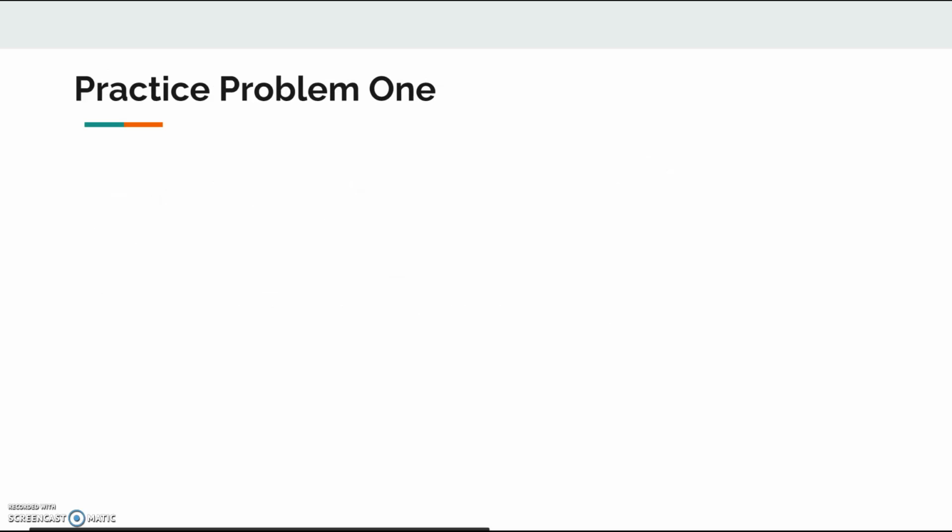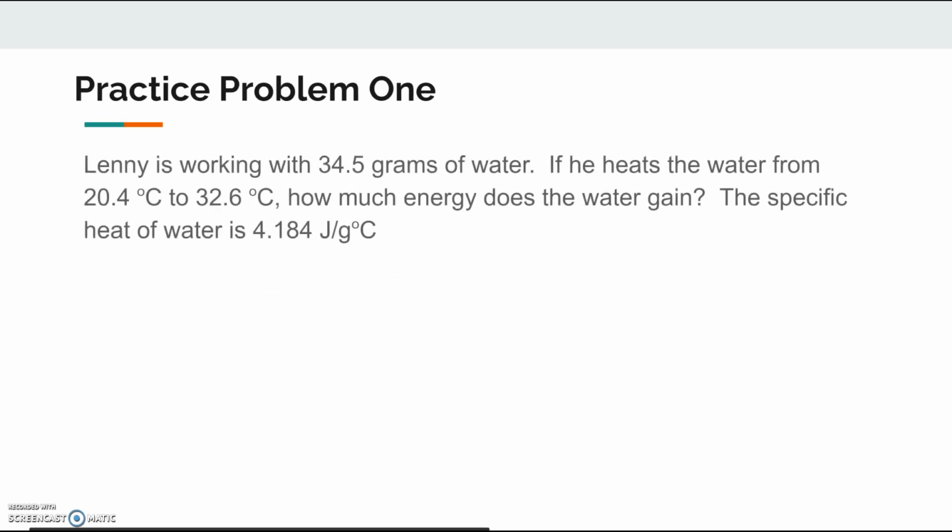Here is your first practice problem. Lenny is working with 34.5 grams of water. If he heats the water from 20.4 degrees Celsius to 32.6 degrees Celsius, how much energy does the water gain? The specific heat of water is 4.184 joules over grams degrees Celsius.